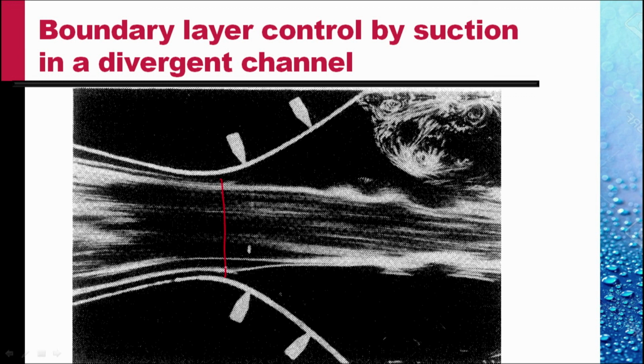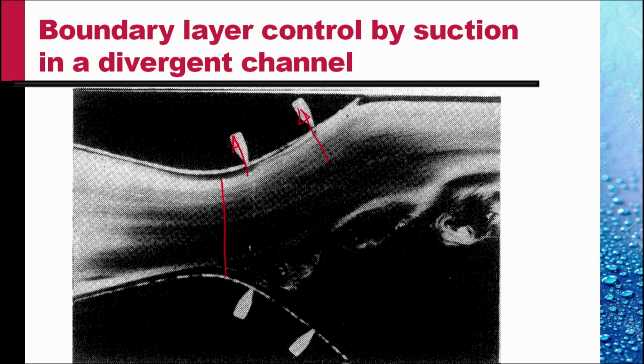Now, if we can remove the fluid from here, the stagnant fluid from here, we can make the boundary layer attach itself. We turn the suction on and the boundary layer got attached. We could do this on the other side also.